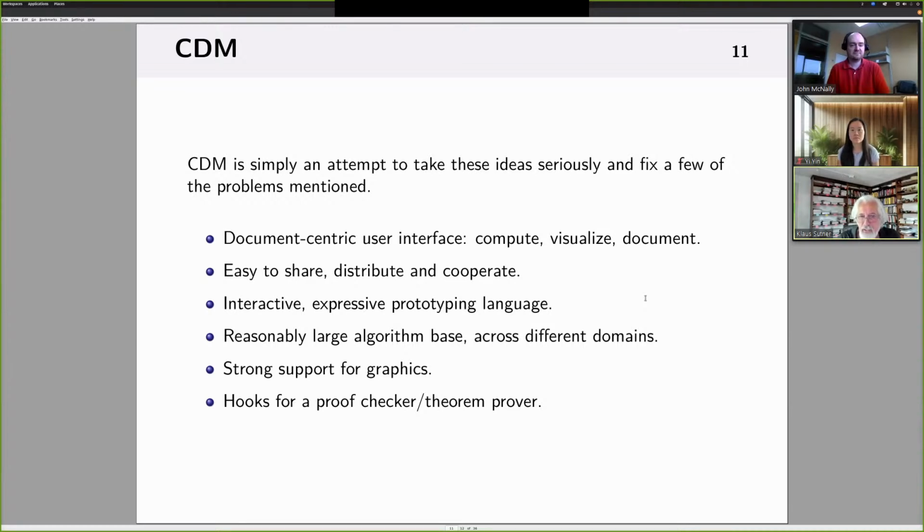And in contradiction to Bourbaki, who doesn't like pictures, pictures are critical. So there has to be strong support for graphics. Otherwise, at least for classroom applications, it just doesn't work at all. And then the last item that's sunk to the bottom, it used to be higher up. You would really like to have a connection to a proof checker or a theorem prover. So a while ago, we had our own system called Analytica, but it turned out that maintaining a separate theorem prover is just way too much work.